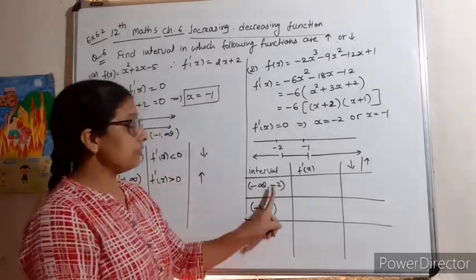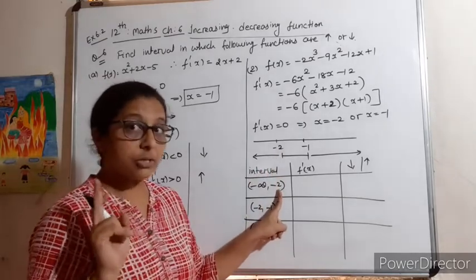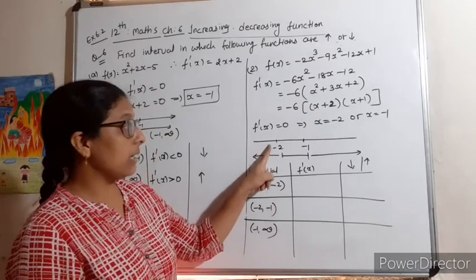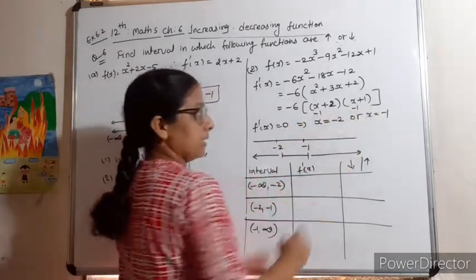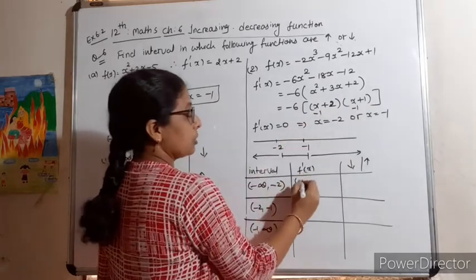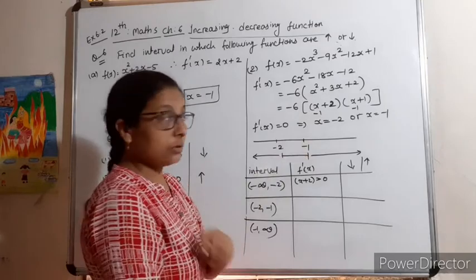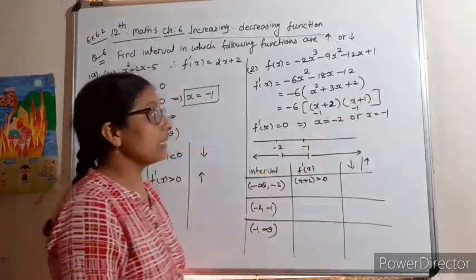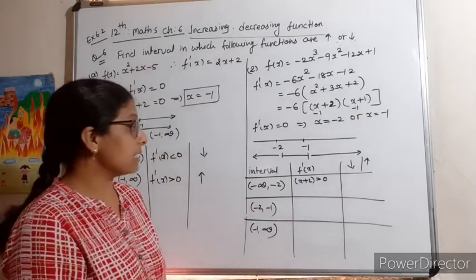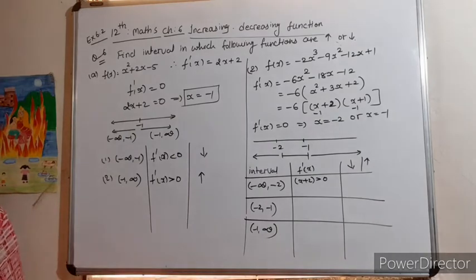Now minus infinity to -2. -2 is in the open interval, -2 is not included. So which value will we take? Nearest, -1. Okay. If you put -1 here, x plus 2 is greater than 0. If we put -1 here, we cannot, it becomes 0. So -1 will not be taken here. We cannot take -1. You understand that? Why? Because x equal to -2.